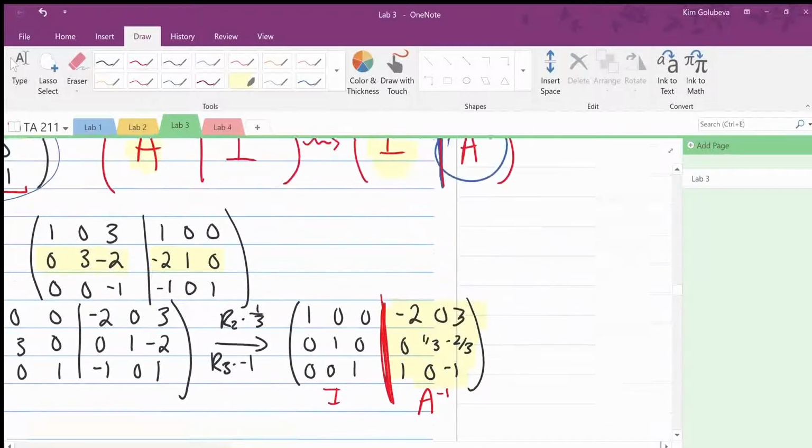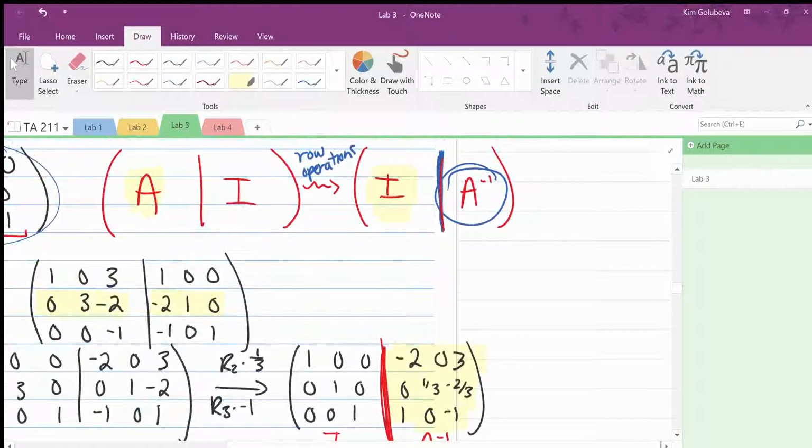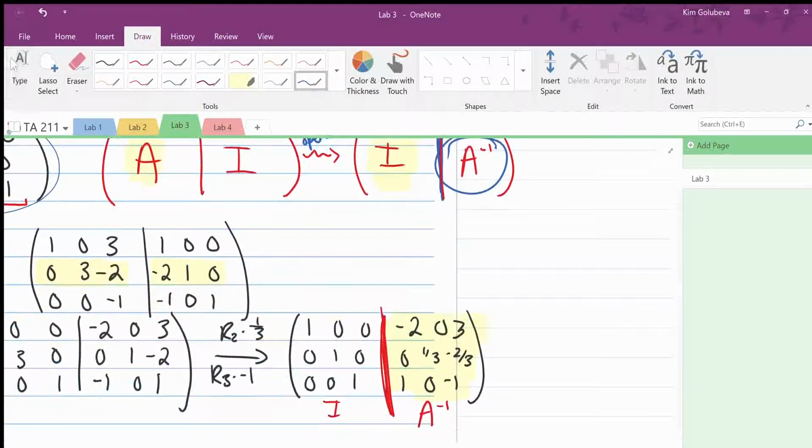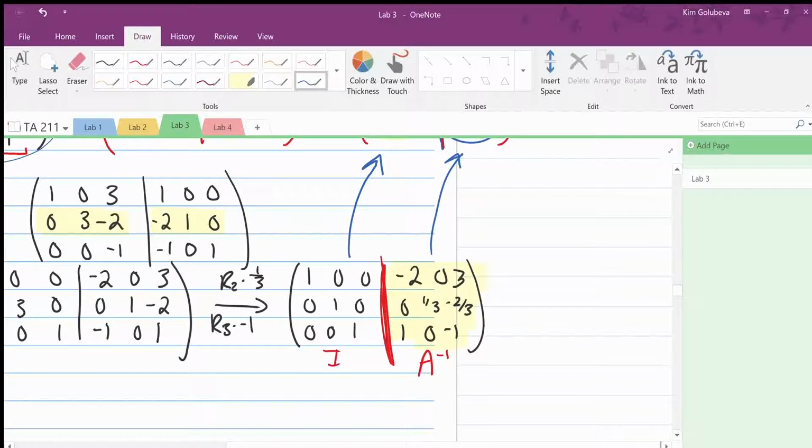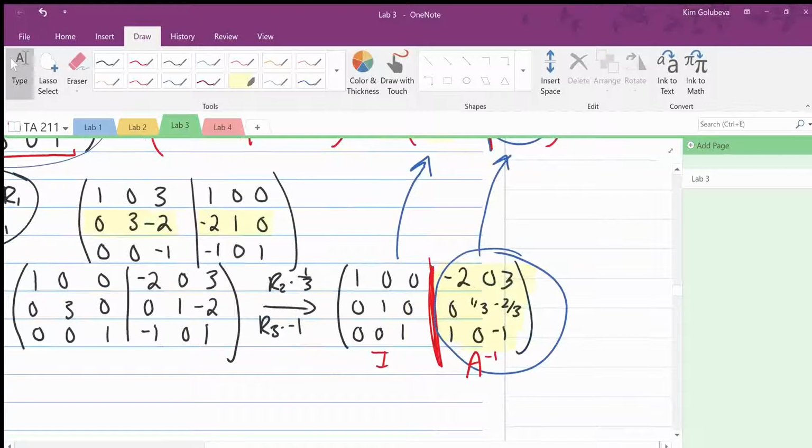So you see from above how I said that I'm going to end up with my identity on the left side now and my A inverse is going to be on the right side. So that's what happened here. This right here is my A inverse, and this is what we're going to use for the calculation of our solutions to our system.